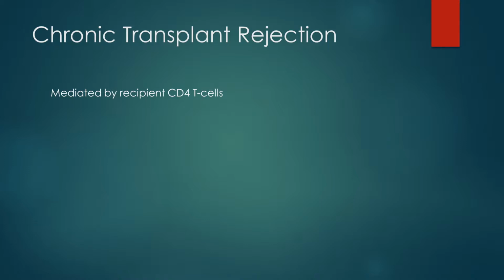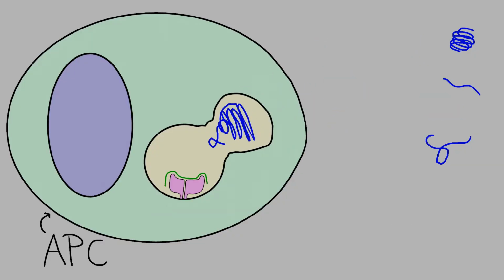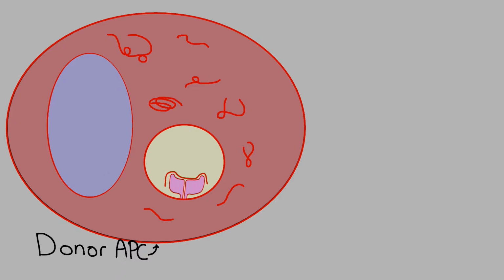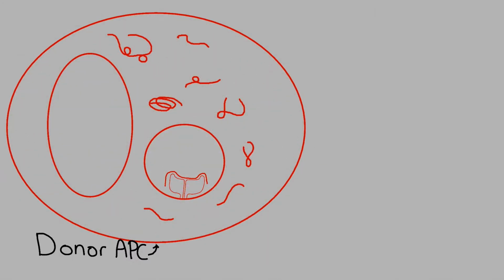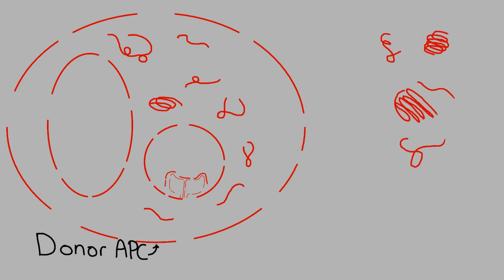Chronic rejection is mediated by recipient CD4 T cells and differences in MHC between the donor and the recipient. At first, this may sound exactly like acute transplant rejection, but I assure you it is slightly different, and we will walk through the mechanism step by step. First, the key to chronic transplant rejection is that MHC class II on antigen-presenting cells presents peptides from endocytosed proteins from the environment. In chronic transplant rejection, as donor cells die, their protein fragments are taken up by recipient antigen-presenting cells and presented on MHC class II.